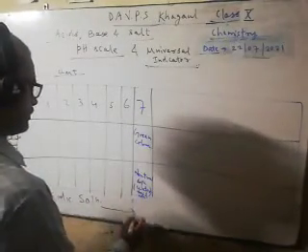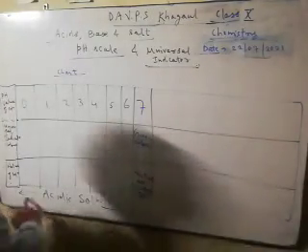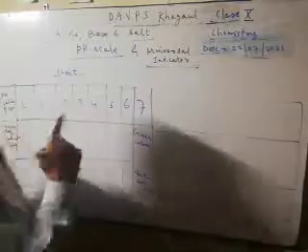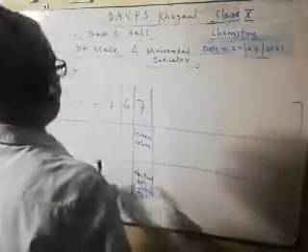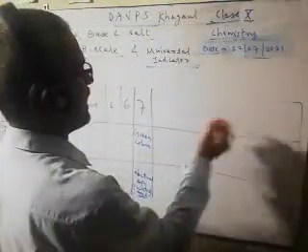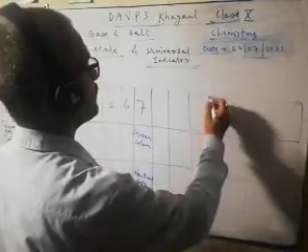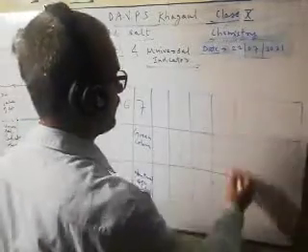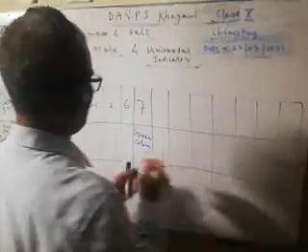From 0 to 6. Okay, 0 to 6 ranges acidic solution. And then 8, 9, 10, 11, 12, 13, 14.